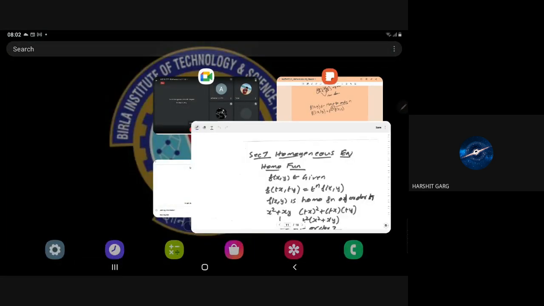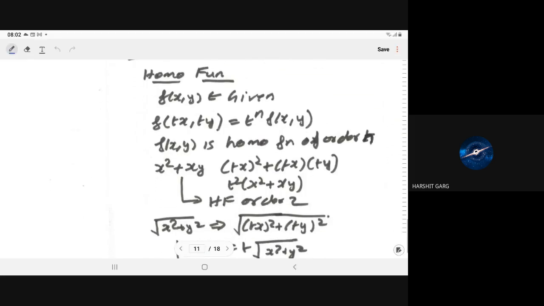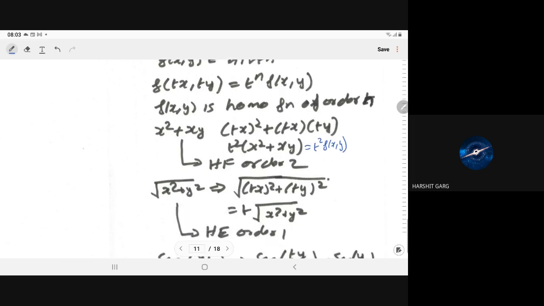So let us see. For example, if we have x squared plus xy, in place of x you put tx and in place of y you put ty. It becomes (tx) squared plus tx times ty, which can be written as t squared times (x squared plus xy). This is t squared f(x, y), so it is a homogeneous function of order 2.